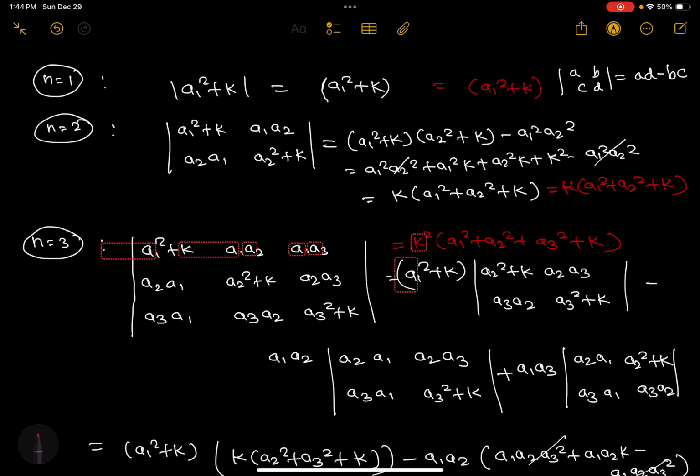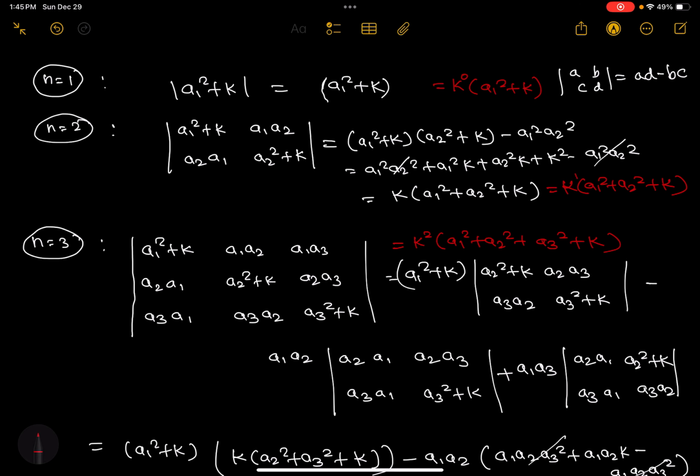Now, one thing is clear. There's A1 square plus K, there's A1 square plus A2 square plus K, there's A1 square plus A2 square plus A3 square plus K, right? So if it was up to 4, there would be an expression A1 square plus A2 square plus A3 square plus A4 square plus K. Basically, all these squares plus K. And also, you might have noticed that there's another pattern. Over here, there's K to the power 0, there's K to the power 1, there's K to the power 2.